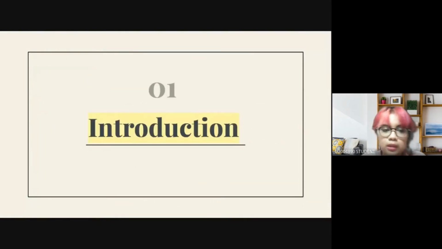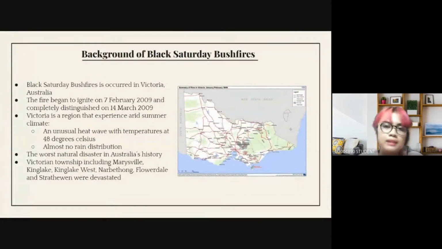So, a little bit on the background of Black Saturday Bushfire. Black Saturday bushfire occurred in Victoria, Australia. The fire began to ignite on 7 February 2009 and was completely extinguished on 14 March 2009. Victoria is a region that experienced an arid summer climate with an unusual heat wave, with temperatures at 48 degrees Celsius and almost no rain at all. In addition, winds were recorded at more than 100 kilometers per hour.